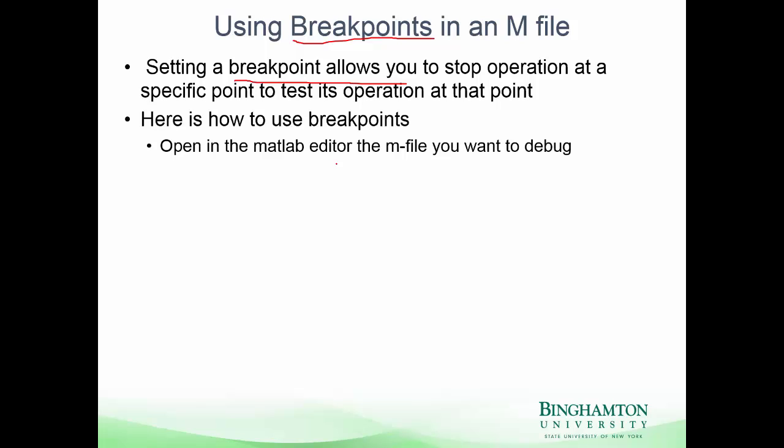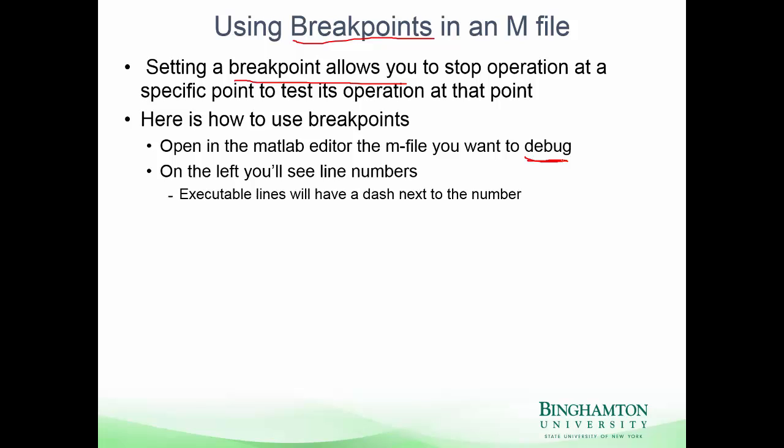We open in the MATLAB editor the M file that you want to debug. This is called the debugging mode of MATLAB, and we'll go through all this over in the MATLAB environment. You'll see some line numbers on the left of the function that you've opened. Executable lines will have a dash next to the number. If the line is not executable, meaning it's a comment line, there won't be a dash next to the line. Anywhere there's a dash, you can click on that dash and it sets what's called a breakpoint there. You'll see a big red dot.